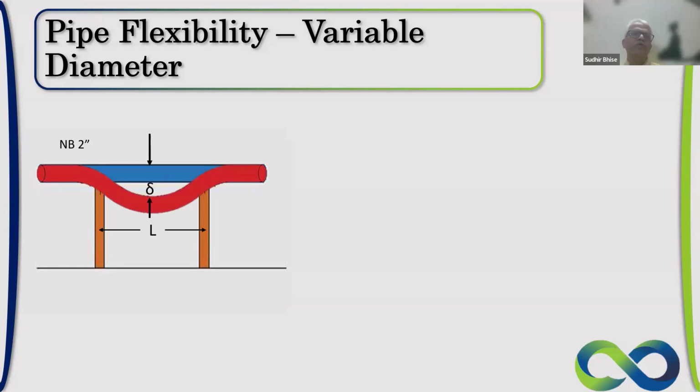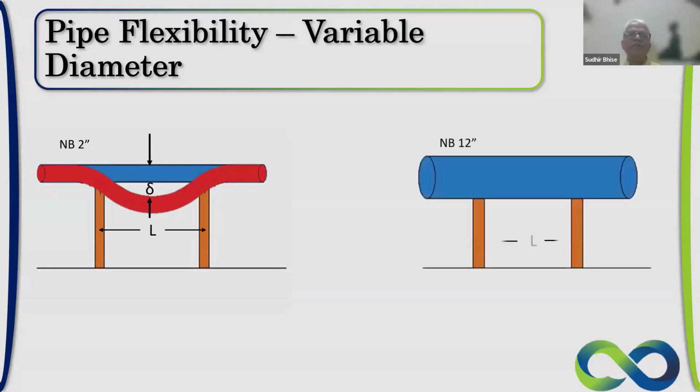So the delta will show us the amount of sagging, and this will depend on the other physical properties of the piping and its cross section. So then let's take the next example. Next pipe we have say NB 12 inch, and we place it at the same distance. The distance between the two supports is again L, and once we place it, it will also sag.